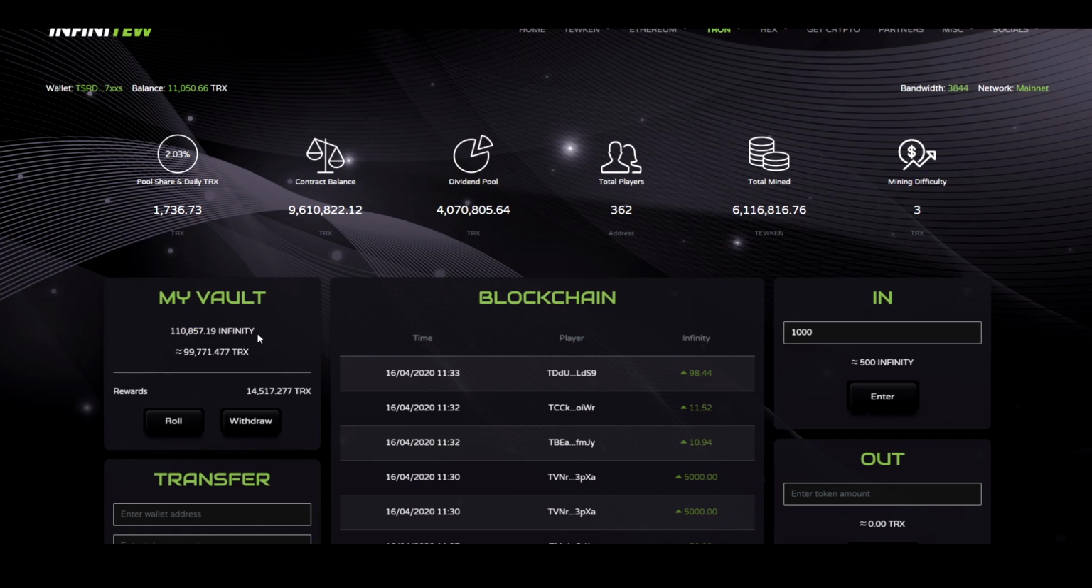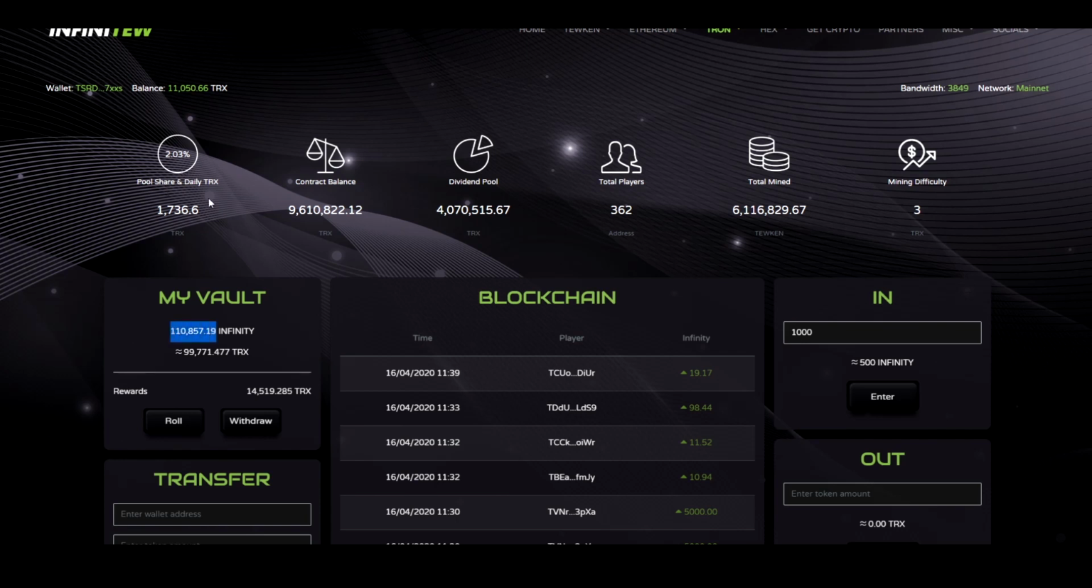With this amount of Infinity, I'm getting 2% of the 2% of the drip. 2% of 4,070,805 is a little less than 2,000 TRX, as we can see here. So I'm getting 2.03% of the 2% dividend pool because this is how much Infinity I have.